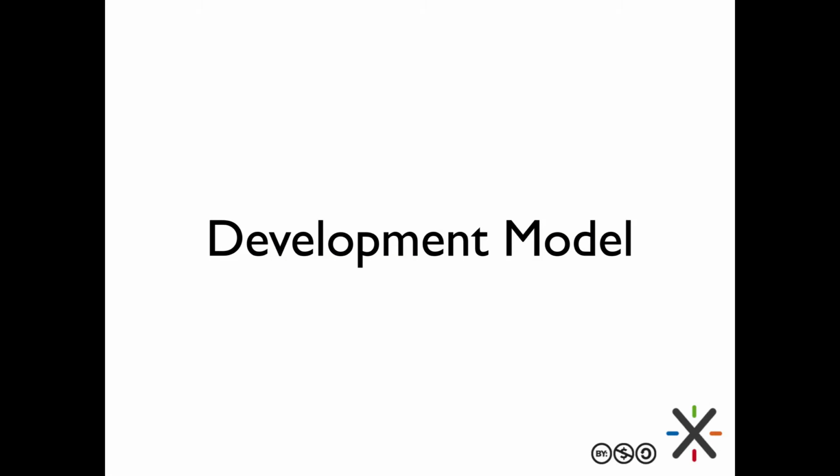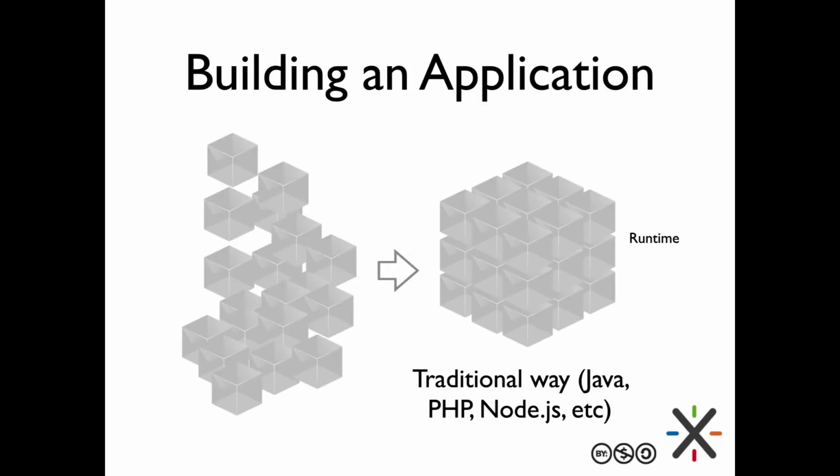So let's see how it works underneath. A standard application that you develop in a traditional way, that means using Java, PHP, Node.js, etc., is that you've got libraries, so building blocks, those are the blocks on the left, and you write code to assemble those blocks together to do something and to generate an executable and a binary that is your runtime that you can then run. And you iterate over these steps to produce your application.